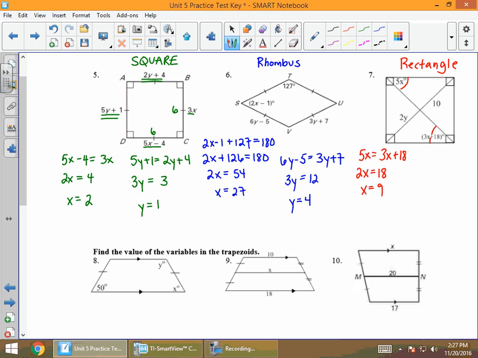The other trait to rectangles are the diagonals bisect one another. That's true for all parallelograms. So that means this left part of my diagonal, 2y, and the right part, 10, have to be equal. Divide by 2, and y is equal to 5.